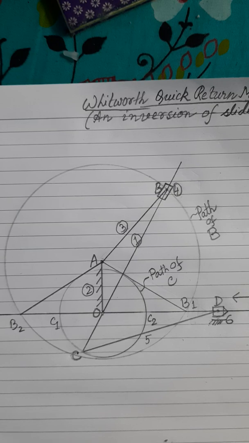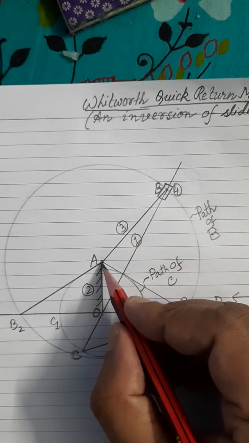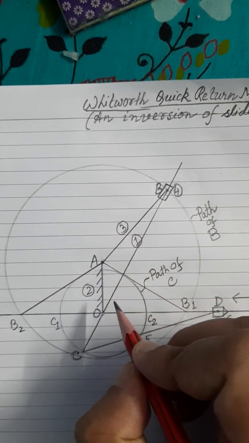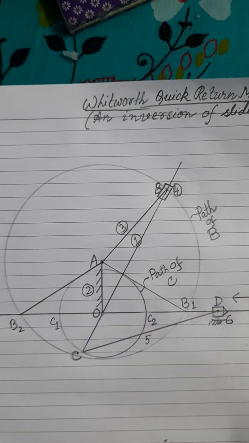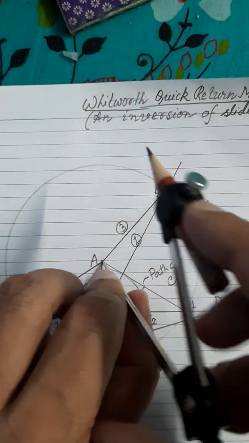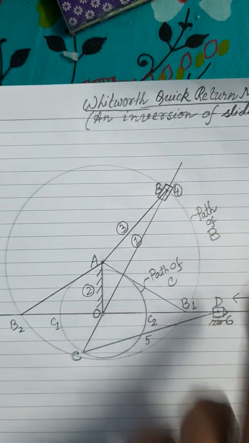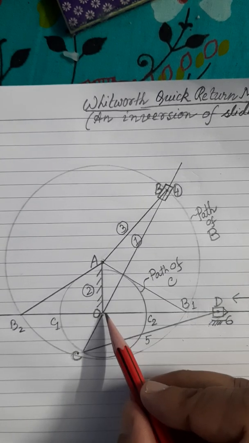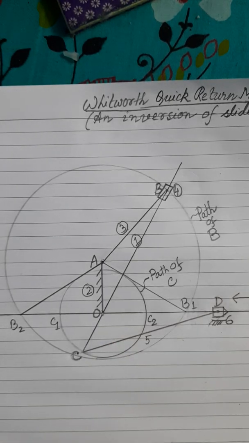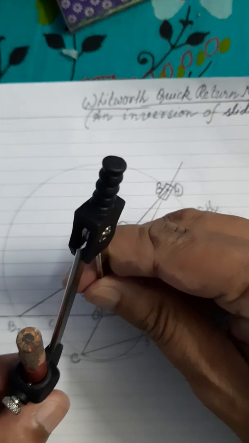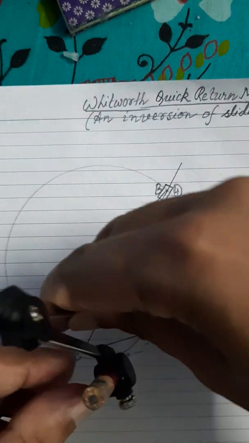Let us see that. Now point B will rotate about point A. So let us draw the path of B. So we have taken A as center, AB as radius, and we have drawn this path of B. Similarly, here if you see that point C, this will rotate about point O. So again we have drawn path of C, taking O as center, OC as radius, we are drawing this path of C.